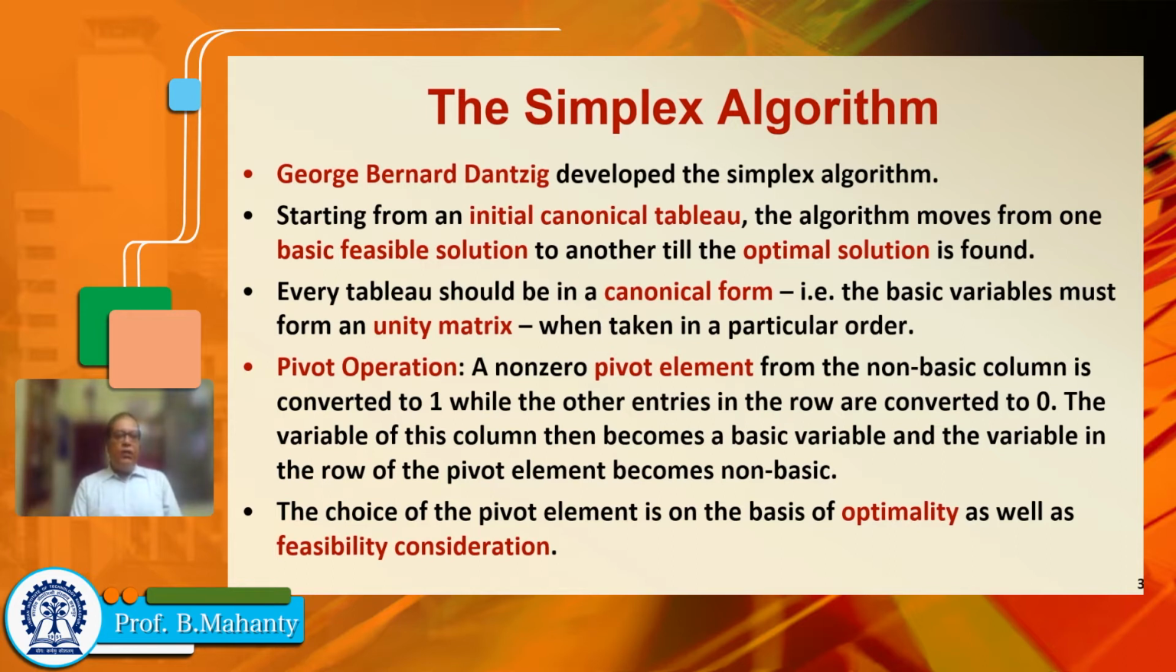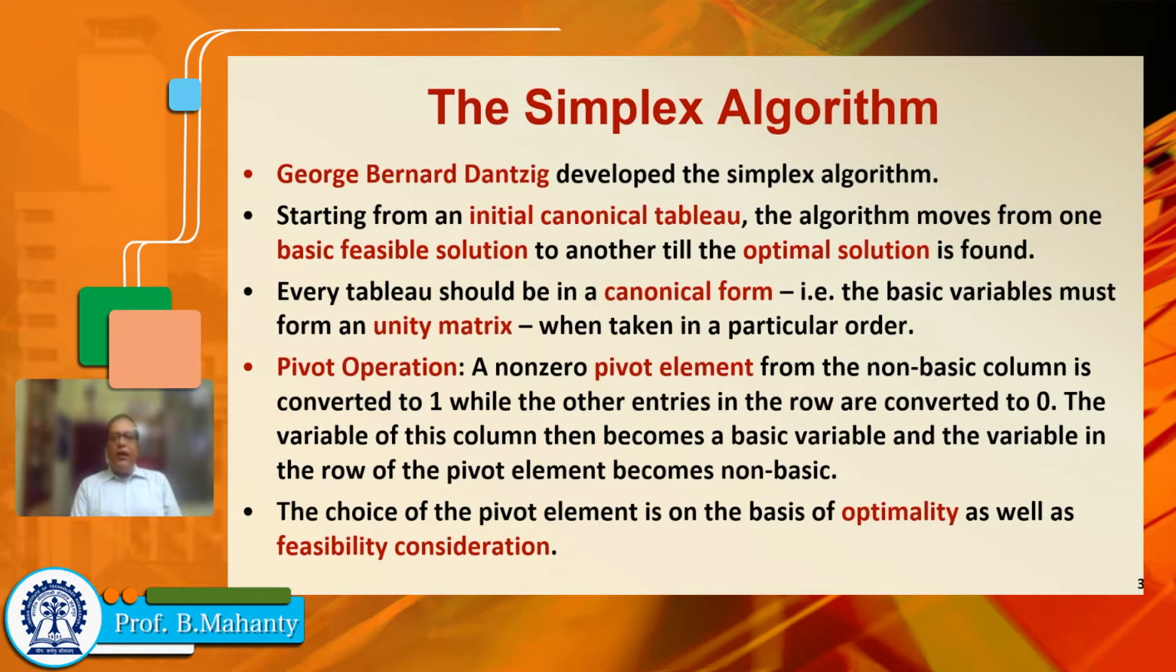And in that pivot operation, we require a non-zero pivot element from the non-basic column, and that is converted to 1 because it has to have a unity matrix form, while the other entries in the column are converted to 0. The variable of this column then becomes a basic variable, and the variable in the row of the pivot element becomes the non-basic variable. The choice of the pivot element is on the basis of optimality as well as feasibility consideration. So all of these things will be very clear as we move on.